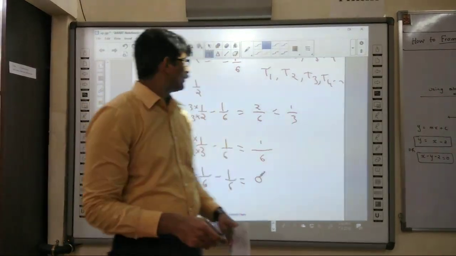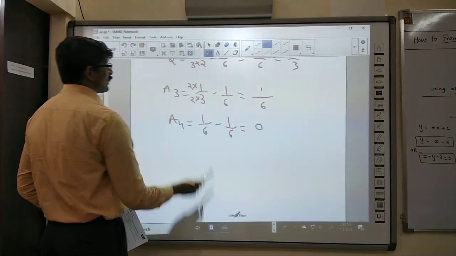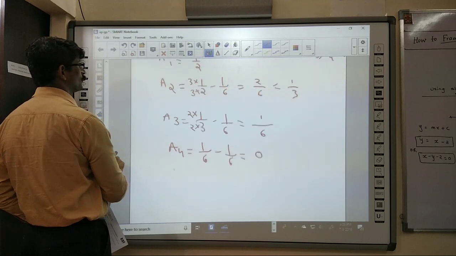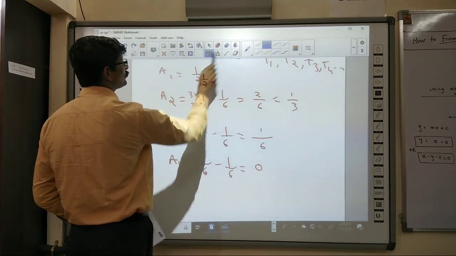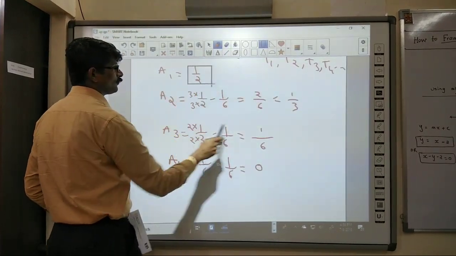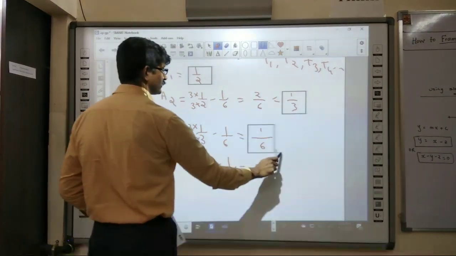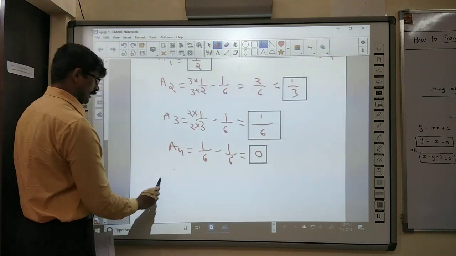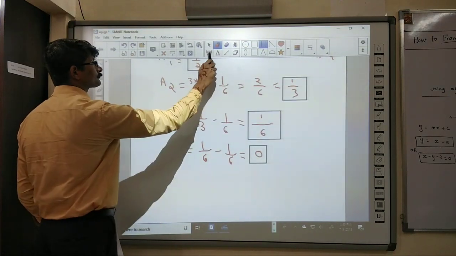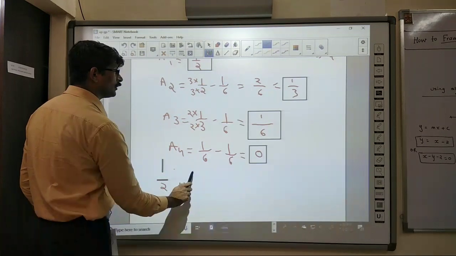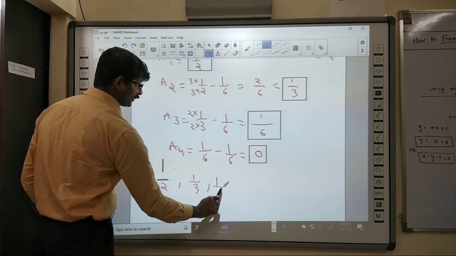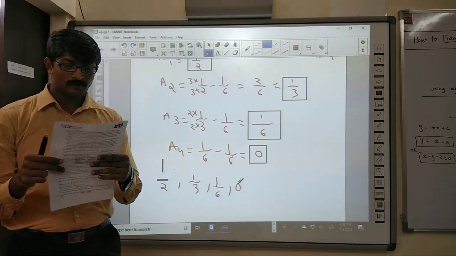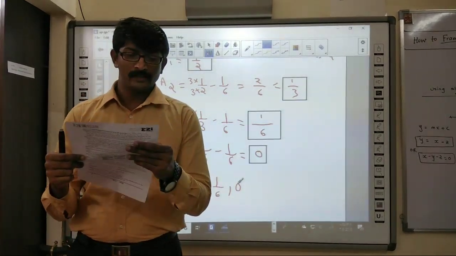So we've got the first 4 terms. What are the first 4 terms? Half is the first term, 1/3 is the second term, 1/6 is the third term, and 0 is the fourth term. So you can write it this way: half, comma 1/3, comma 1/6, comma 0, and this is what the AP is.